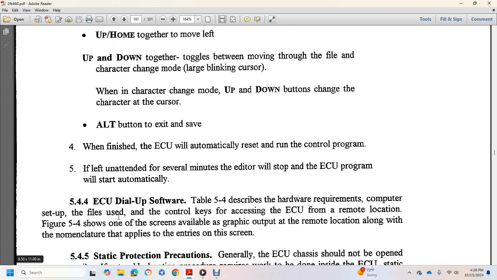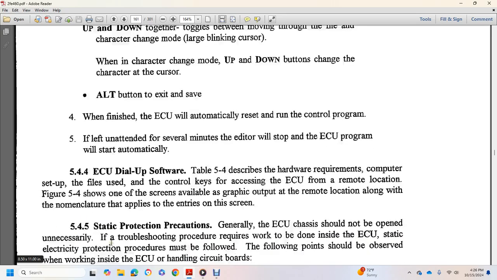It will start automatically. Engine control unit dial-up software. Table 5.2 describes the hardware requirements, computer, and setup of the files. Use the control keys to access the engine control unit from the remote location. Figure 5.4 shows one of the screens available, the graphic output at the remote location, along with the nomenclature applied to the entries on the screen.